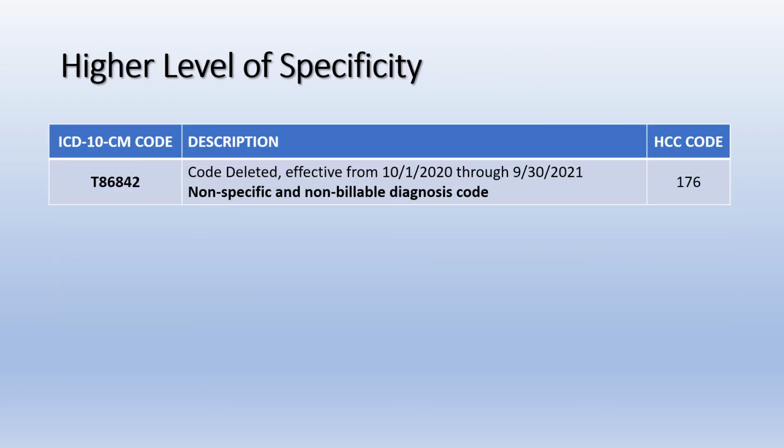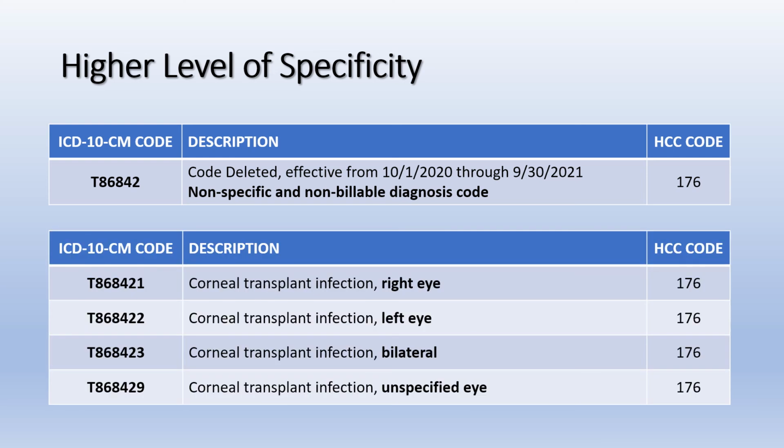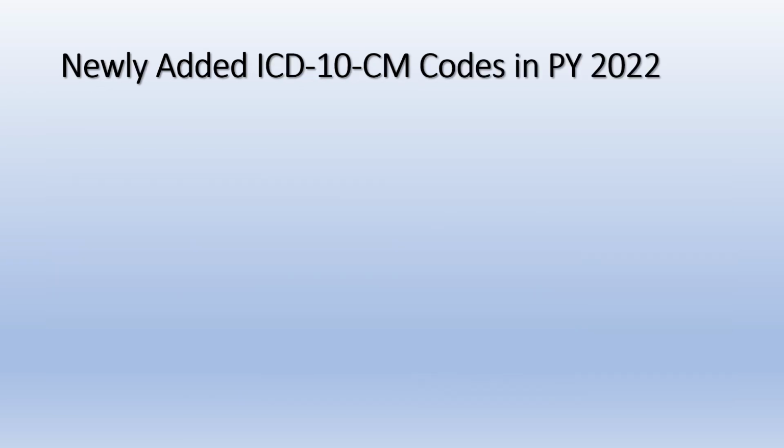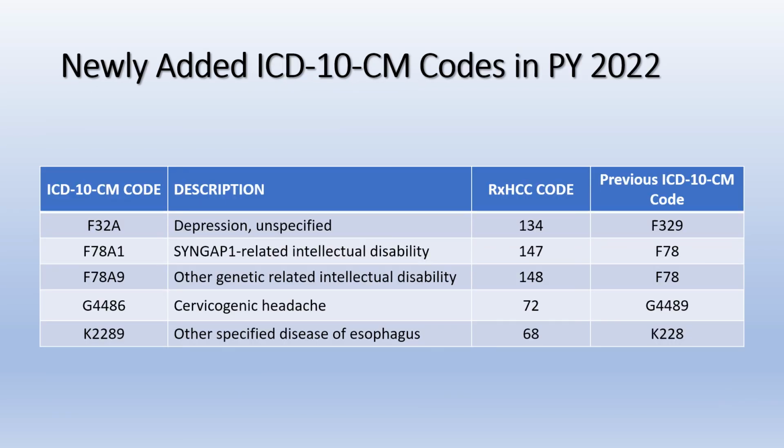T86842 is a nonspecific and non-billable diagnosis code. Consider using a code with a higher level of specificity for a diagnosis of corneal transplant infection. F32A, F78A1, F78A9, and G4486 are new 2022 ICD-10-CM codes that became effective on October 1, 2021. K228 has been converted to parent code and it is non-billable and non-specific code. Please use K2289, other specified disease of esophagus.